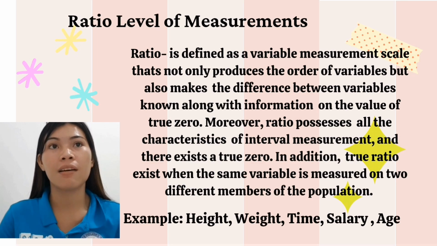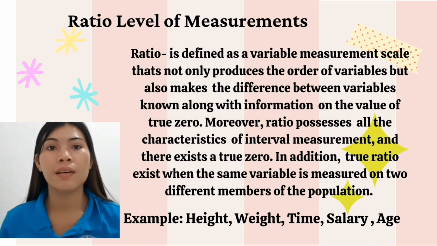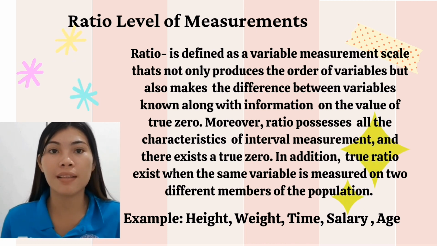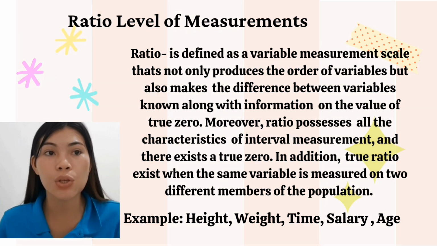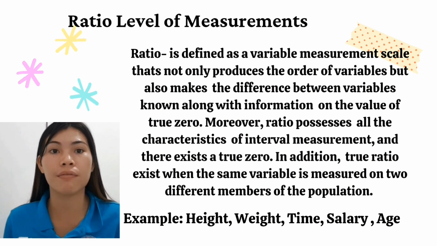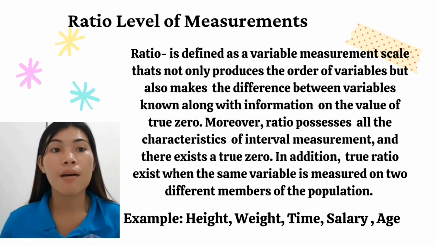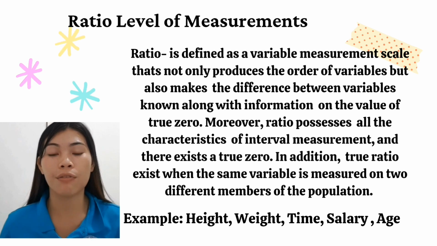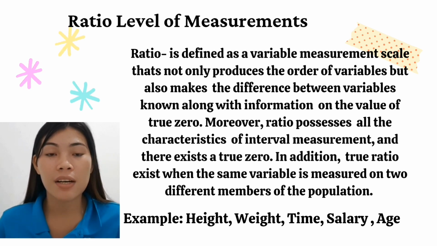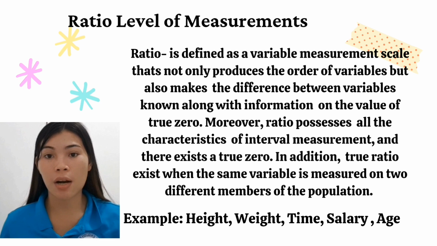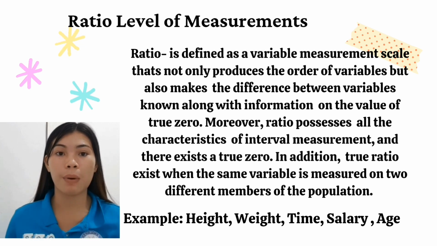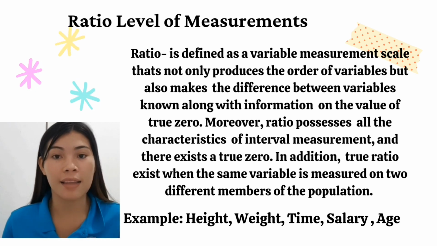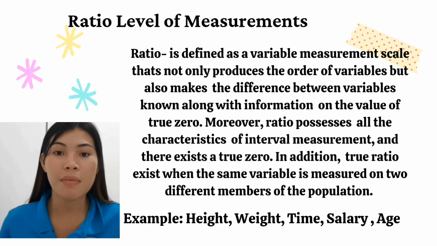Next is the ratio level of measurement. It is defined as a variable measurement that not only produces the order of variables but also makes the difference between two variables known, along with the information of a true zero. Moreover, ratio possesses all the characteristics of interval measurement, and a true zero exists. In addition, true ratios exist when the same variable is measured on two different members of the population. Examples are height, weight, time, salary, and age.